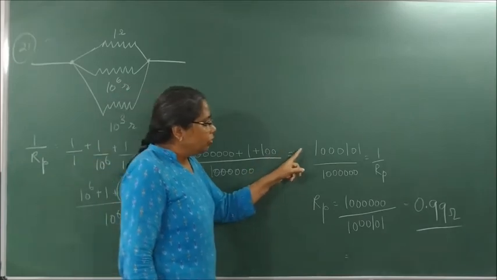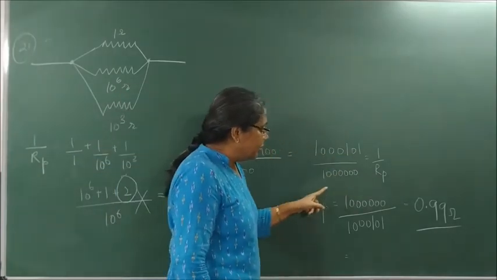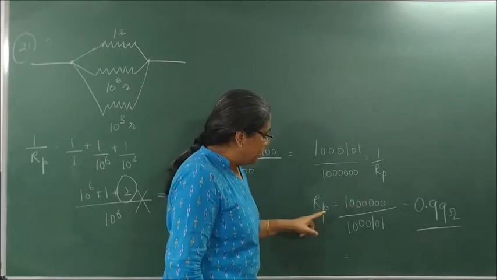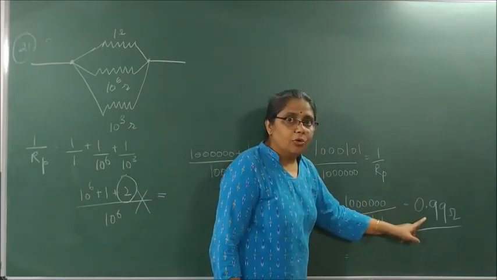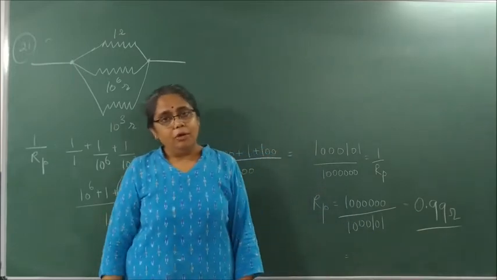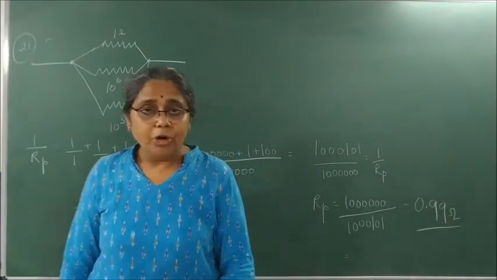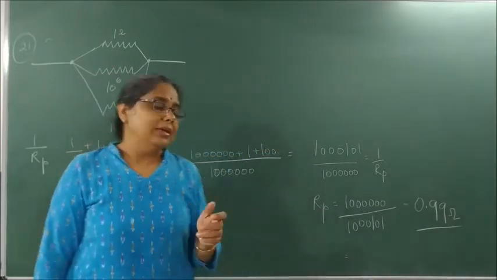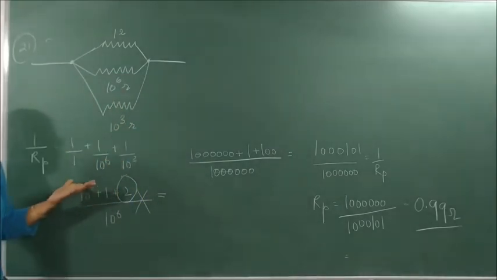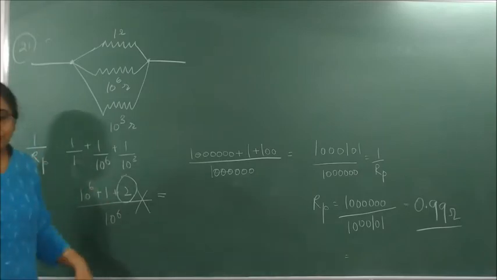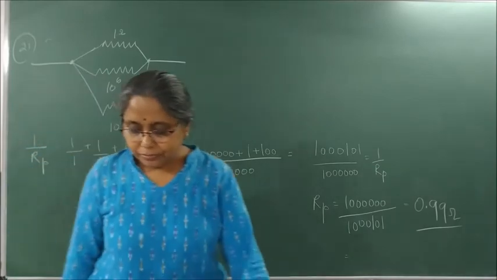10 to the power of 2 is what? 100. So now you will add and you will get this number as 1 by Rp. So Rp, if you divide, you will get is what? 0.99 ohms. Very important question. Always understand if it is given in bars, simplify it by adding zeros rather than showing how great you are in mathematics. Okay. Now coming to the second problem.